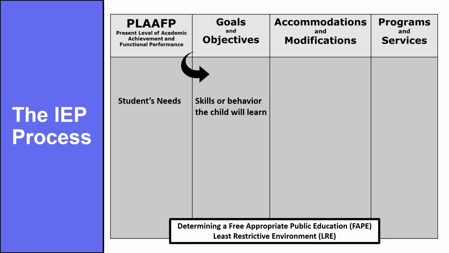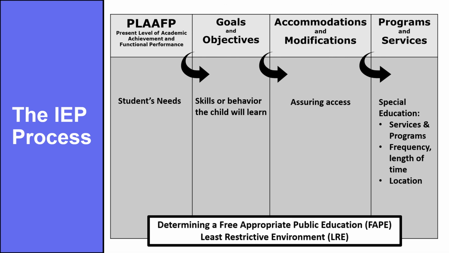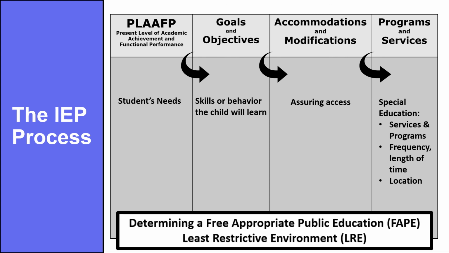Once we've defined where we're headed, we can talk about assuring access and accommodations and modifications. And with all of that, then we can add in our programs and services, what those special education services and programs look like. Those together with all of those parts provide a free and appropriate public education in the least restrictive environment.